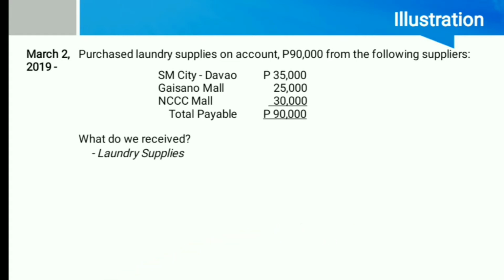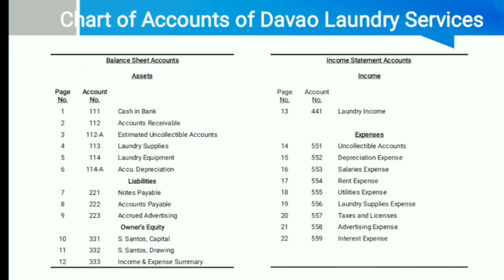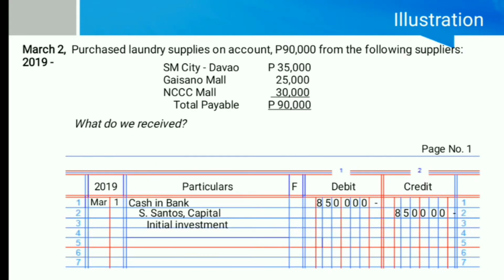We received laundry supplies. In the chart of accounts of Davao Laundry Services, we have this account title, Laundry Supplies. And we're going to use this account title in recording our debit entry on March 2, 2019. So, our debit entry on March 2, 2019 is laundry supplies of 90,000 pesos.